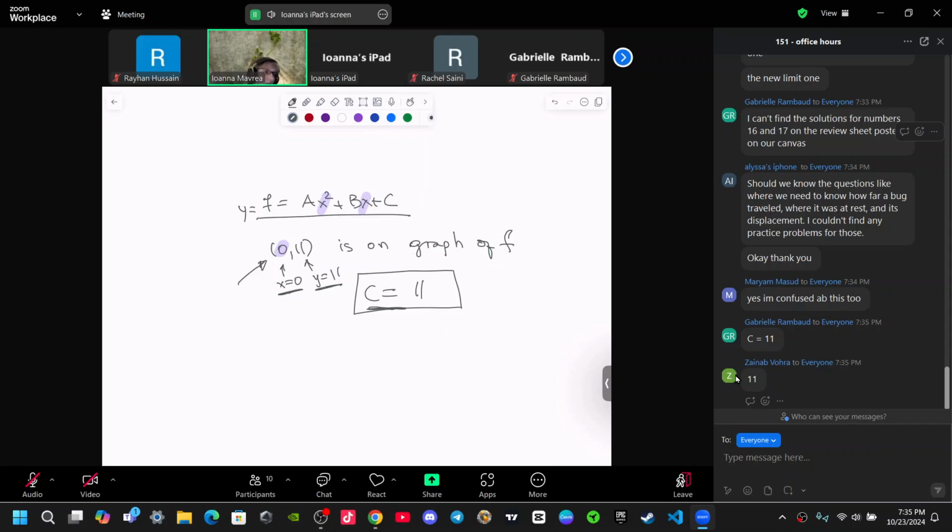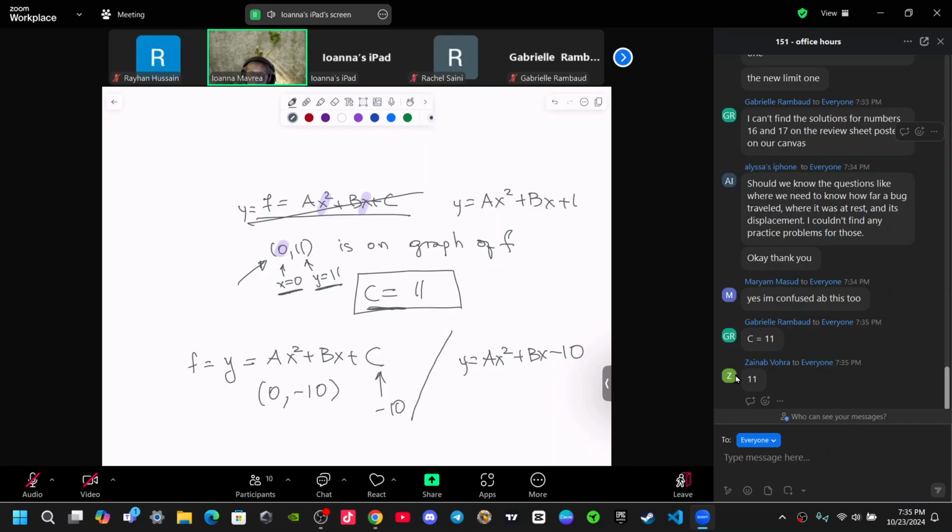In problem 17, same thing. f, which is the y coordinate, is ax squared plus bx plus c. And I say to you, 0, negative 10 is on the graph. So guess what c is? Negative 10, right? So y is equal to ax squared plus bx minus 10. So here, y is equal to ax squared plus bx plus 11. So now since you have two unknowns in both problems, you need two equations for that problem and two for the other problem to find the a's and b's. Right?